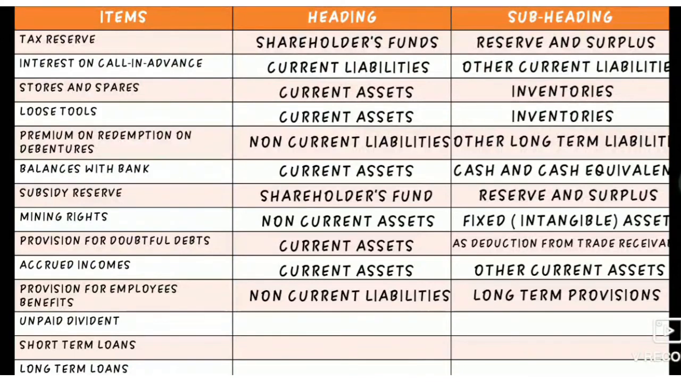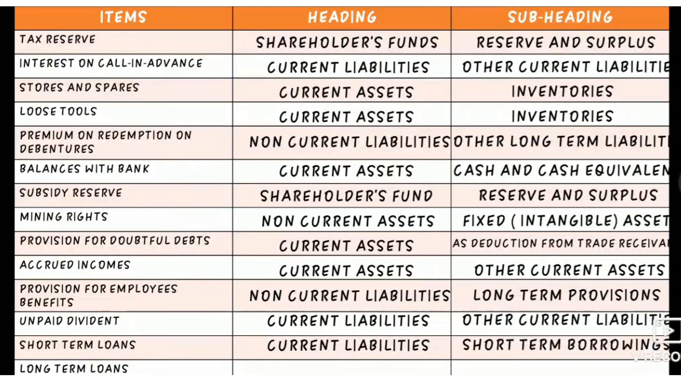Unpaid dividend. Dividends are paid on shares, and if they are unpaid, they will be paid within 2-3 months or more, but not more than 12 months. So if they will be paid within 12 months, it will be current liability, and the subheading will be other current liability. Short term loans, as the name tells, are for less than 12 months, so it will come under current liability, and the subheading will be short term borrowings. Long term loans are for more than 12 months, so it will come under non-current liability, and the subheading will be long term borrowings.